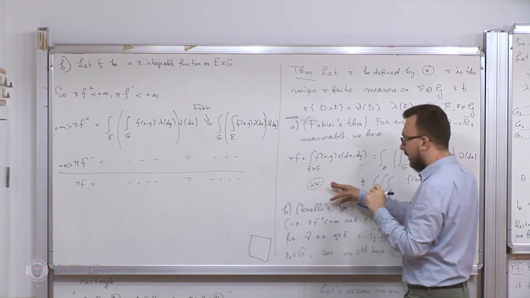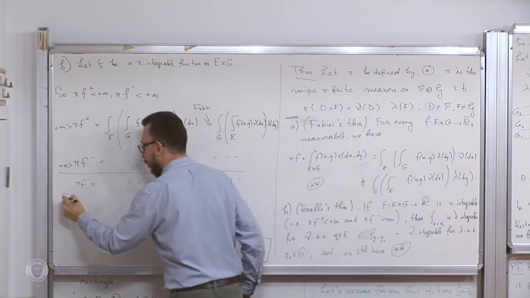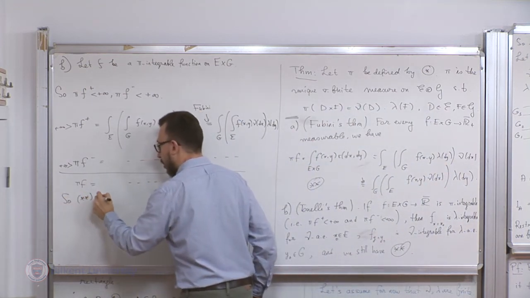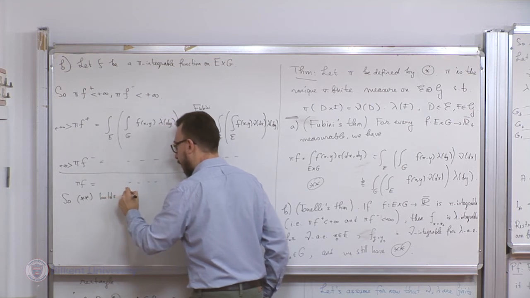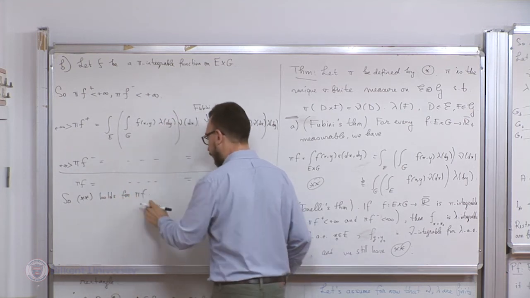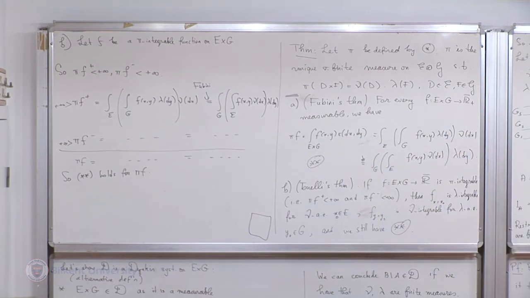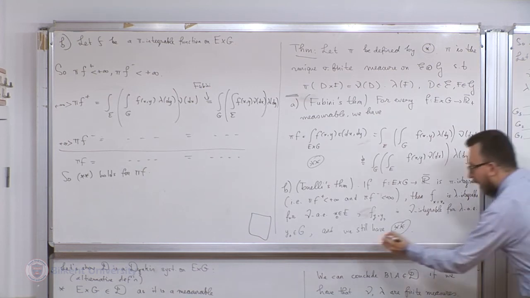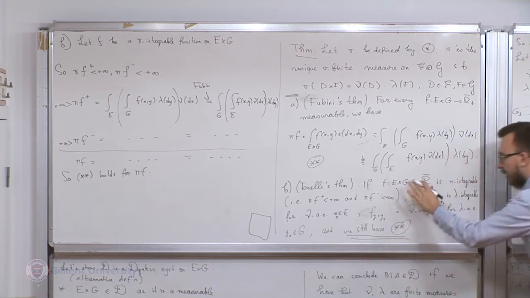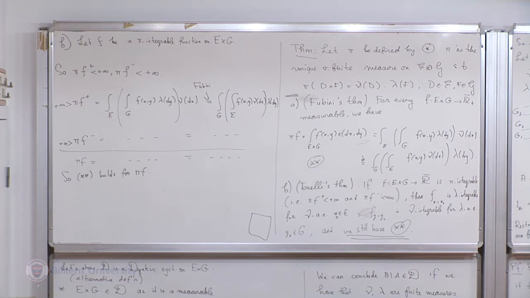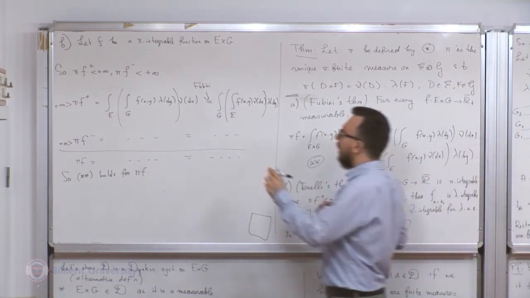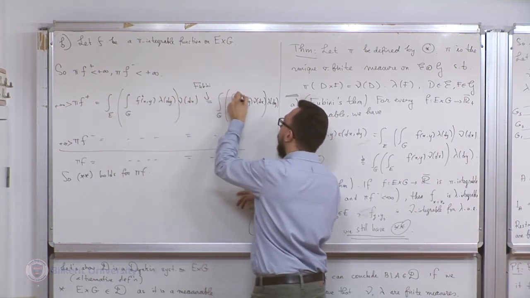So you still have star. So double star holds for π f. So we proved this part, not the others. Let's look at the others. Well, I forgot to put plus here, sorry.